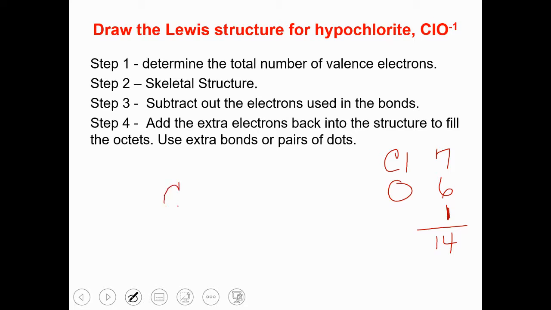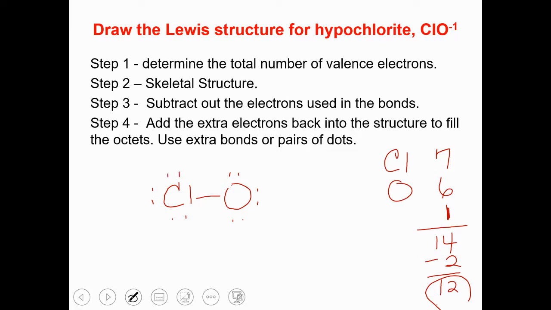Now, again, we only have 2 elements here, so the skeleton structure is pretty easy to draw. We subtract out those 2, and we've got 12, okay? If I look at this, oxygen needs 6 more, chlorine needs 6 more, 6 and 6, that equals 12. I'm good. I can put those 12 dots around the chlorine and the oxygen, okay?